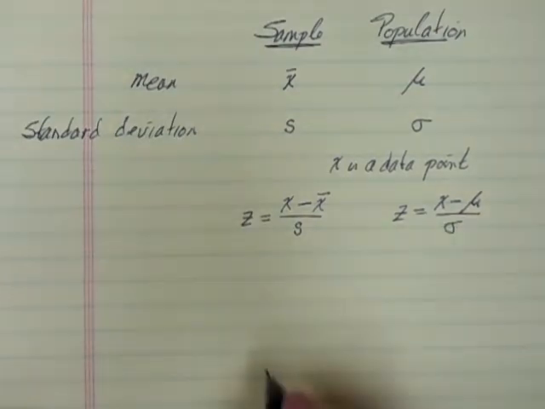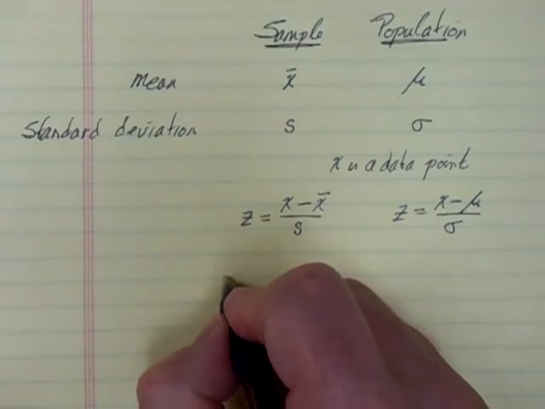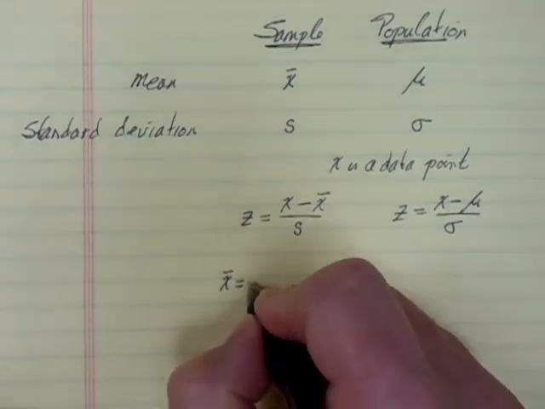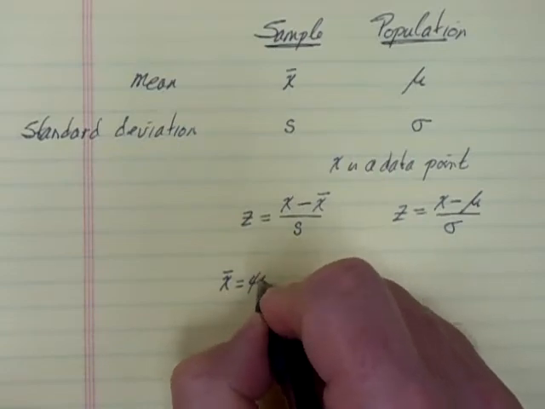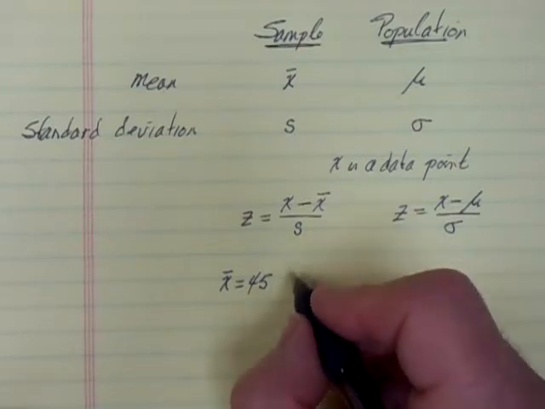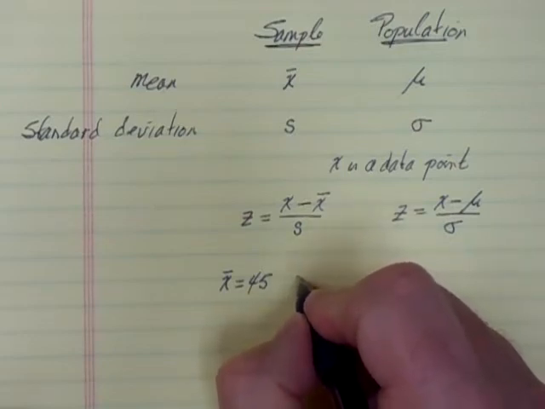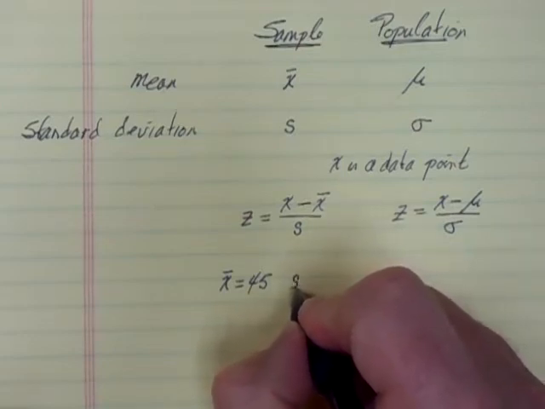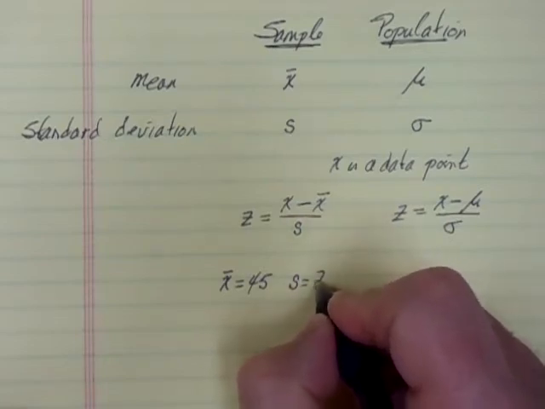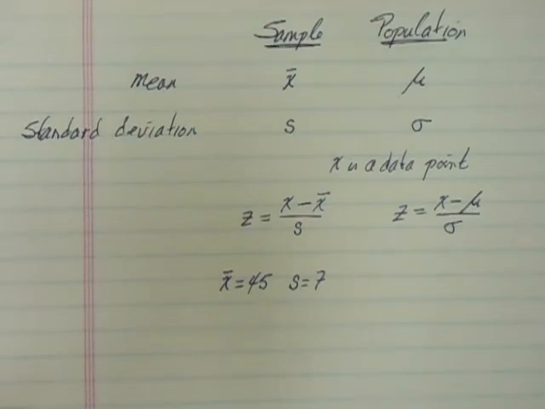Let's look at a quick example. Suppose that we're looking at a sample, and in the sample we know that the mean happens to be 45. Somebody's done that calculation for us. They've added up all the scores and divided by how many there were to find the arithmetic mean, and they've also done all that calculation to find the standard deviation. You've been learning how to do that, and let's say the standard deviation was 7.